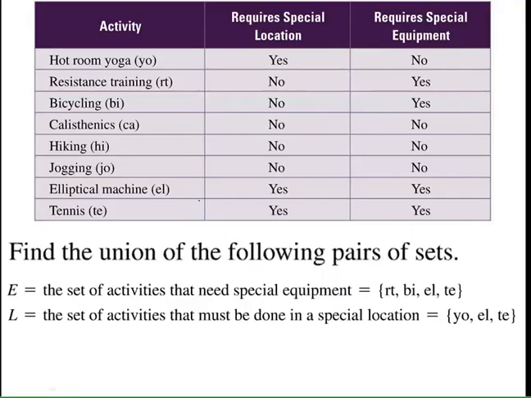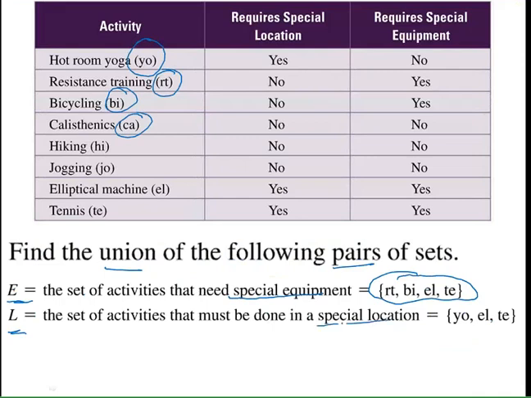So here we've got a very large list, and we are to find our union of the following pairs of sets. What happens here is they're saying that this whole table has the shortened names for each thing: bicycling, calisthenics, and so on. Set E is the set of activities that need special equipment, and then set L is the set of activities that must be done in a special location. So YO, hot room yoga, needs a hot room. And so we're going to be looking at the union of that and the intersection of that.